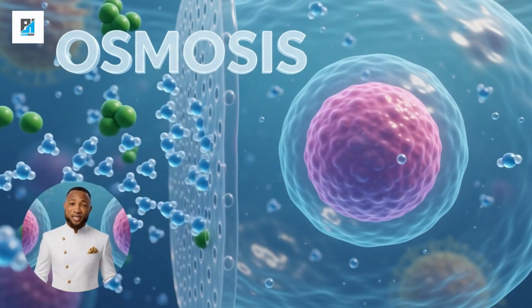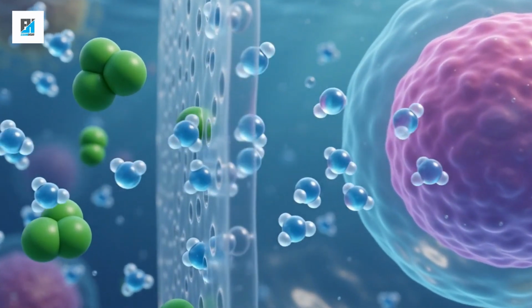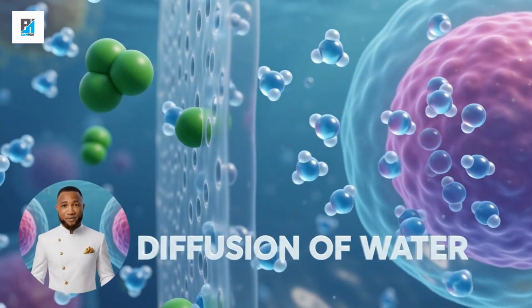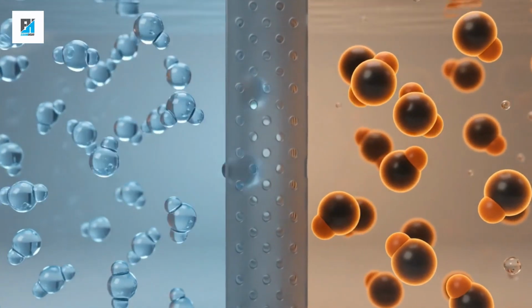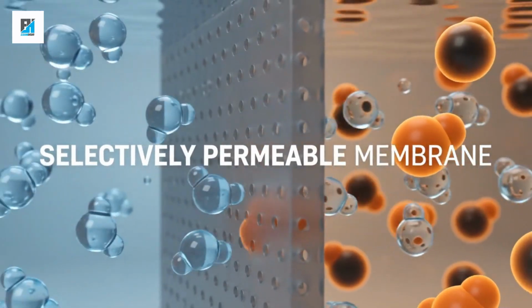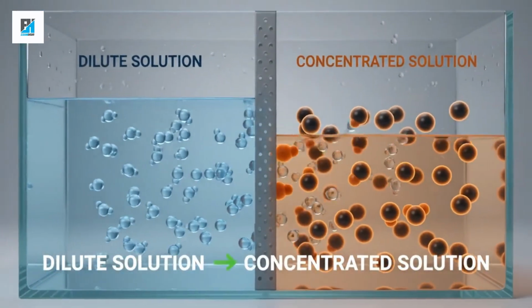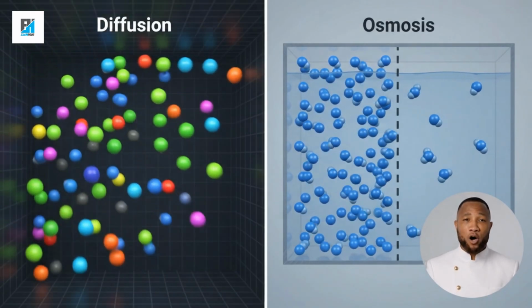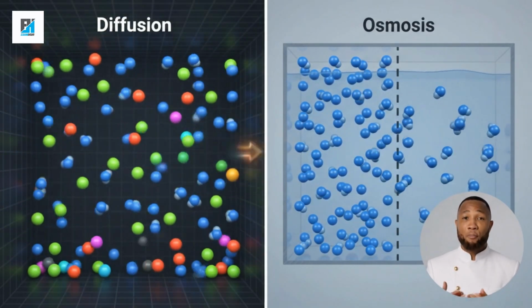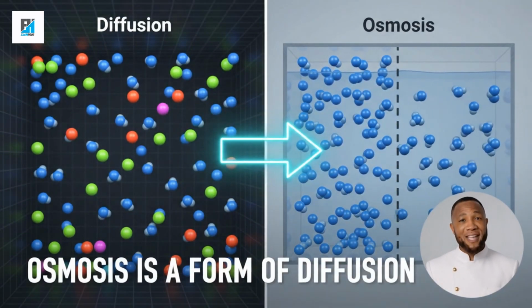Osmosis is a special type of diffusion. It involves only water molecules. Osmosis is the movement of water molecules from a dilute solution to a concentrated solution through a selectively permeable membrane. Osmosis is diffusion because water molecules move from where they are more concentrated to where they are less concentrated.